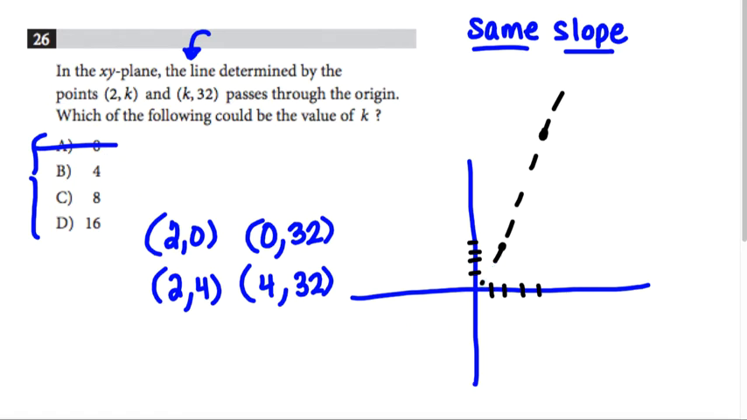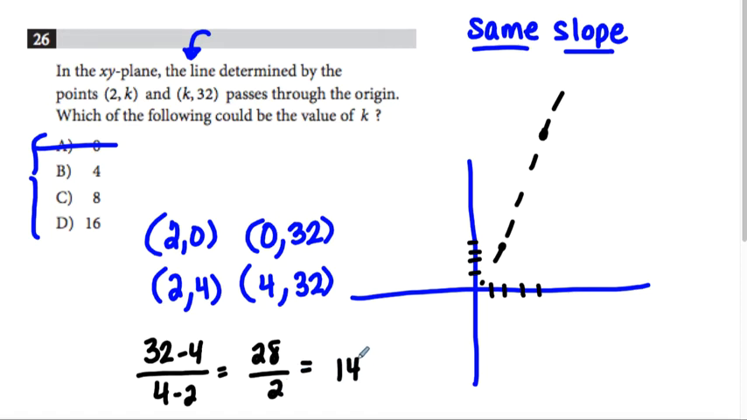So what I might do at this point is consider the slope. If my point was 4, then 32 minus 4 all over 4 minus 2 gives me a slope of 28 over 2, which is 14. The slope between (0, 0) and (2, 4) would have to be the same. So 4 minus 0 all over 2 minus 0 would give me 4 over 2, which is 2. So 4 does not work because it doesn't have the same slope. Okay, so I've gotten rid of 2 answers.